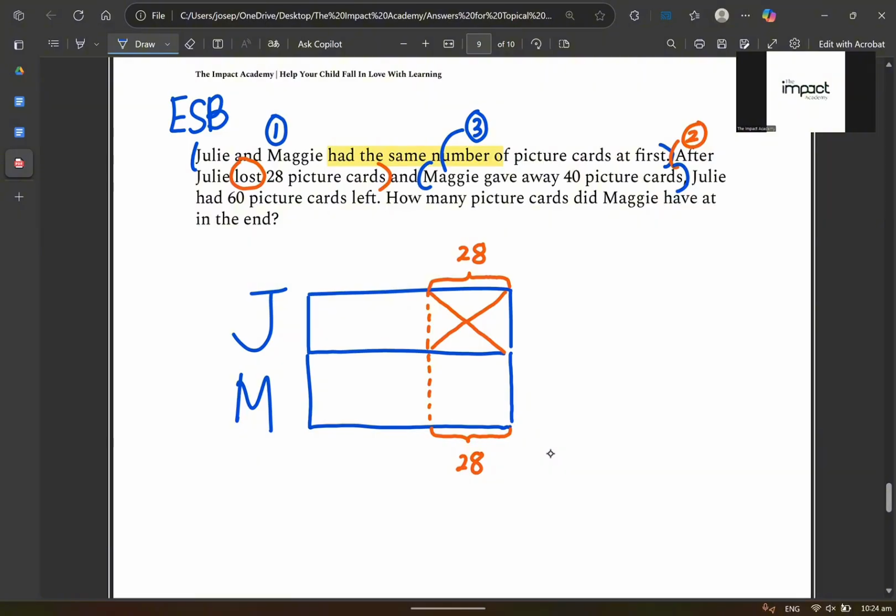Gave away 40 picture cards. So 40 picture cards. Now, what are we going to do? Go one by one, okay? Look at Maggie first. What are the numbers that you have? 28. You have 28. So should I remove away that 28? No. Why do I not remove the 28? Because it's valuable. It's the free topping.